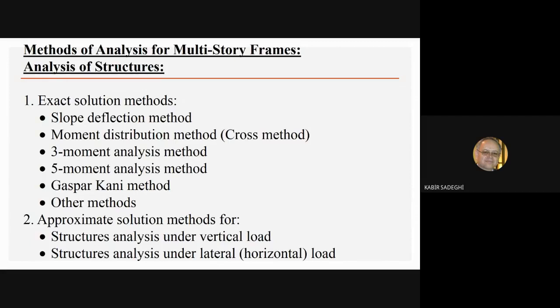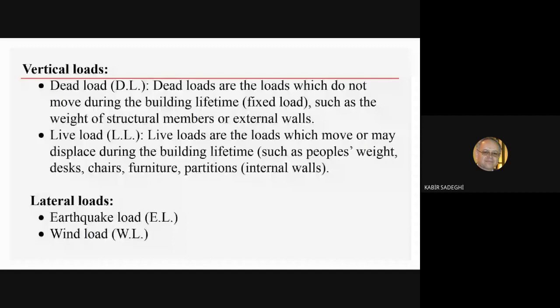First, let's see what the loads are. You know that in the design courses you have seen that. We have two types of vertical loads, mainly dead loads and live loads. What are the differences between them? Dead loads are the loads which do not move during the building lifetime. They are fixed, like, for example, the weight of the structural members, external walls, structural members like beams, columns, slabs, and even things over slabs used for finishing, which are fixed there.